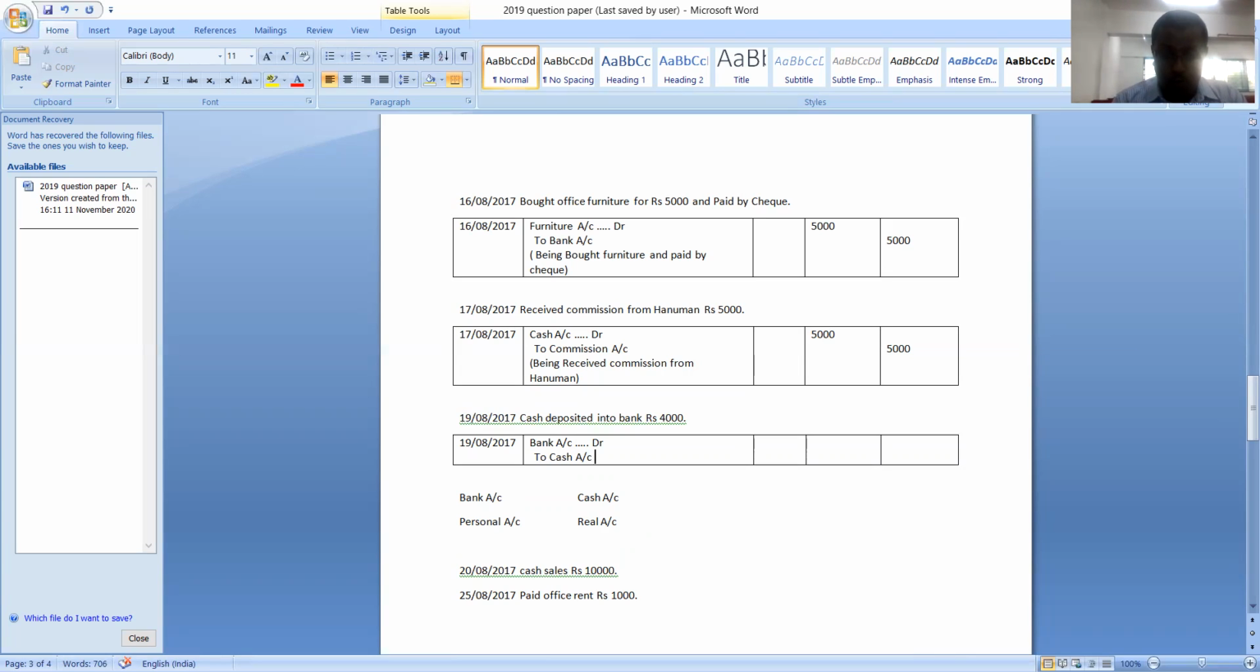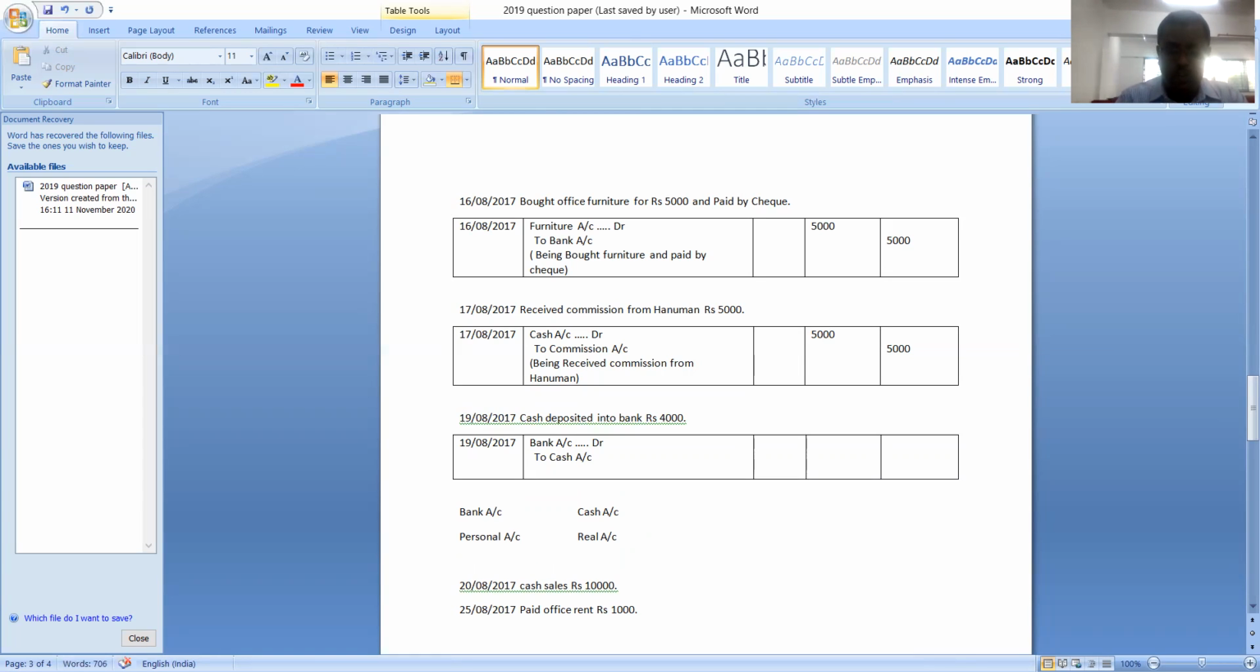What is the credit rule of real account? Credit what goes out, cash goes out. So banker is the receiver, bank account debit; cash goes out, cash account credit. Narration: being cash deposited into bank.